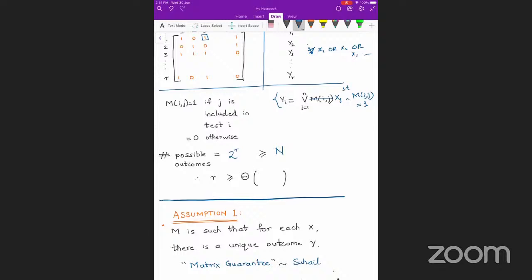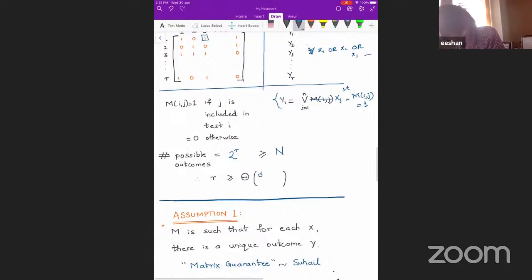Yes, sir. So now I just take the log on both sides, just ignore this theta notation. Essentially, the order of R should be something like D log n by D or something of that sort, because of the simple argument that every different configuration should map to a unique outcome. If that is not the case, I cannot give any guarantees about recovery. So that is the bare minimum number of tests I need to have.